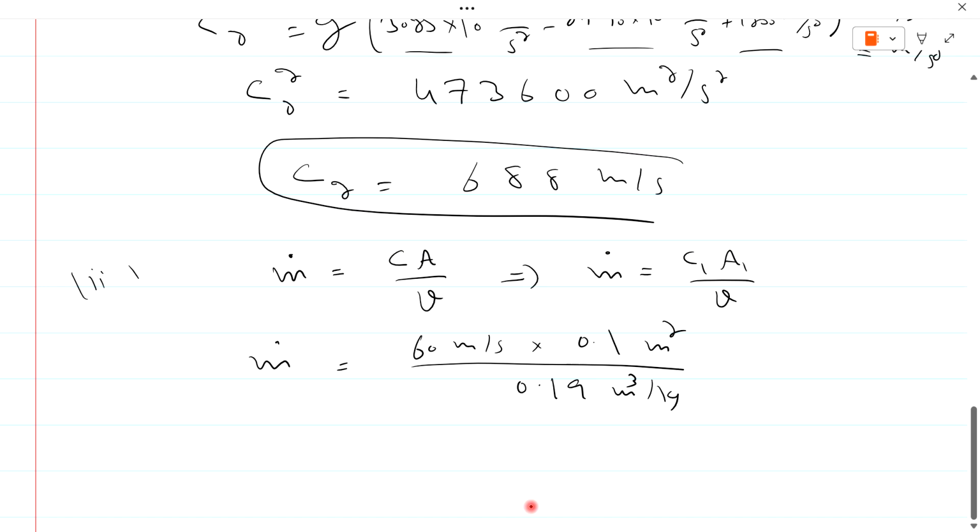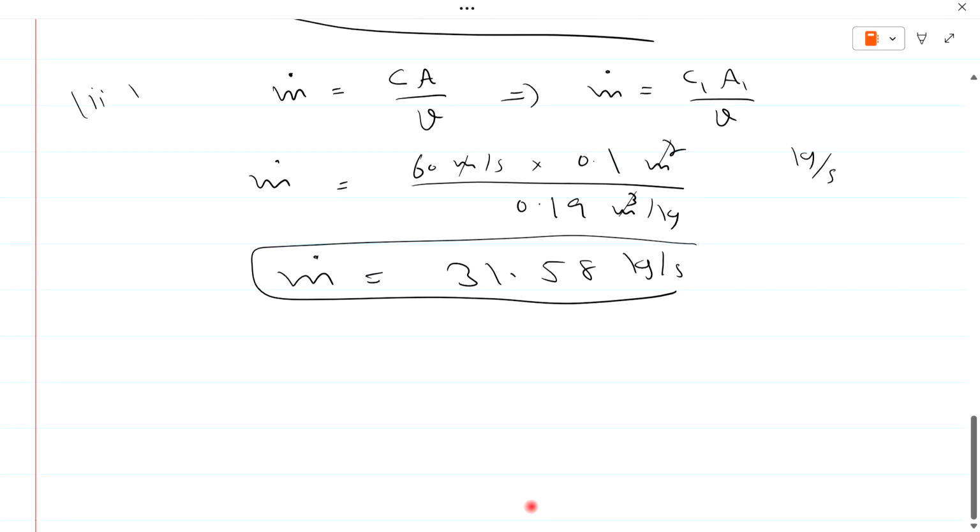So meter cube will be equal to this meter square, and meter. Kilogram will be in double division above and second will be below, kilogram per second. So m dot, this is simple calculation, 60 multiplied by 0.1 divided by 0.19 is equal to 31.58 kilogram per second.